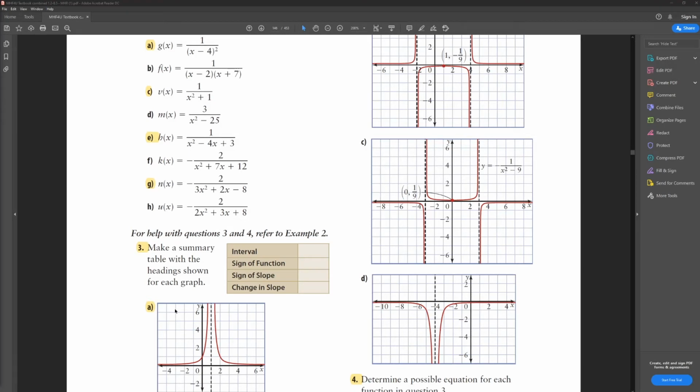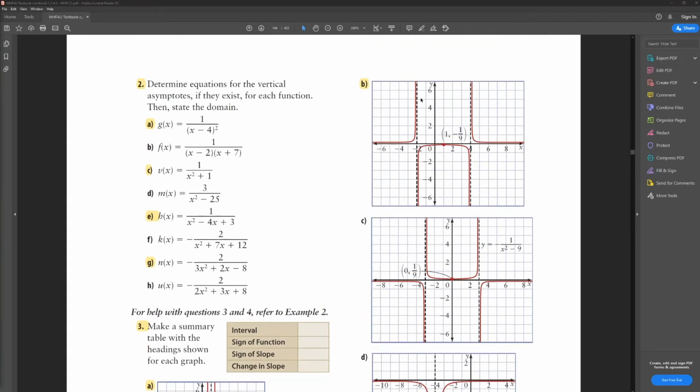So part B would be the exact same thing. You just look at the intervals bounded by the numbers they stated here. Then the sign of the function would be whether or not it is above or below the x-axis. The sign of the slope would refer to whether or not the function is positive or negative, and the change in the slope would be whether or not it is decreasing or increasing. Again, use the same chart, or memorize the chart that I showed you last time.